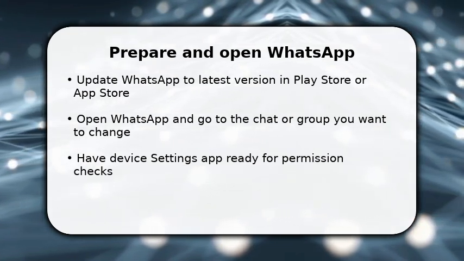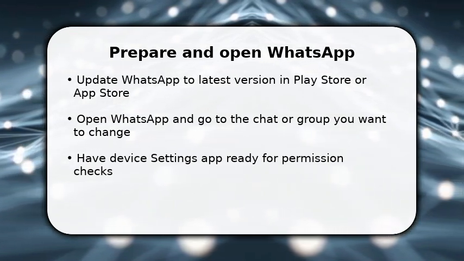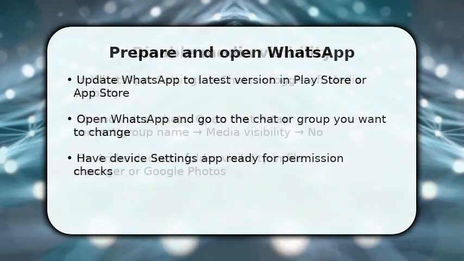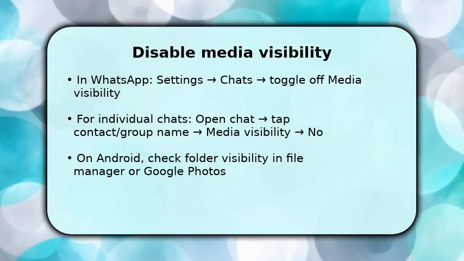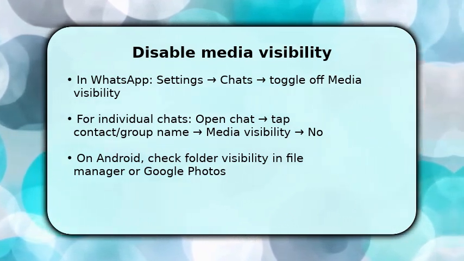Now you disable media visibility globally or per chat, which stops WhatsApp files from appearing in your gallery. Go to Settings, then Chats, and turn off media visibility to stop automatic gallery saving across all chats.